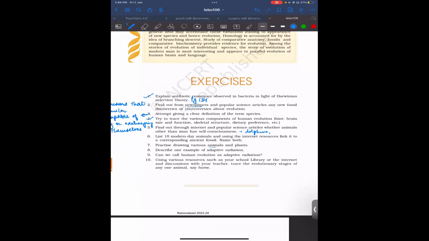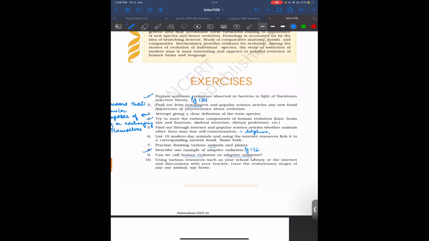Describe one example of adaptive radiation. We have covered this in the text. It is given on page 132. Just refer to it. Can we call human evolution as adaptive radiation? Yes, we can. But still, I would like you guys to search for it.